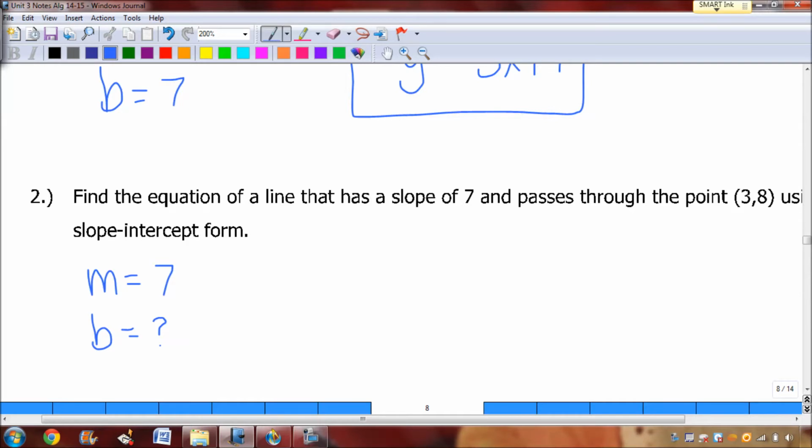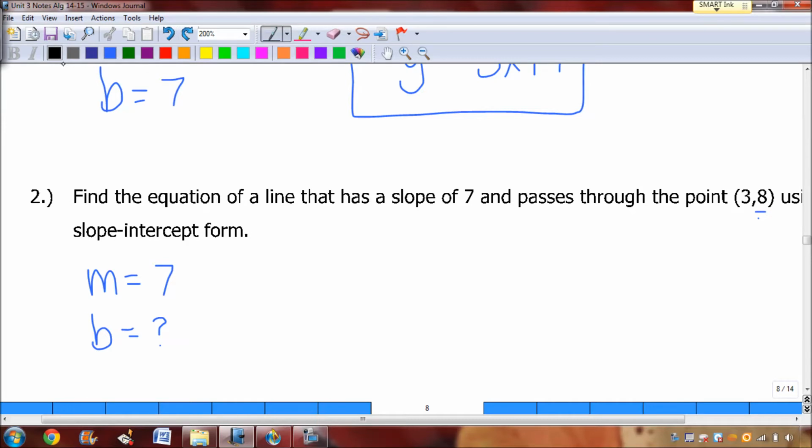Now, before I do that, a lot of people will think the y-intercept is 8 because it's the y value here. But if you were to look at it on a graph, if you go to (3, 8), it would be right here. The y-intercept has to be on the y-axis. So that does not make sense to be our y-intercept.